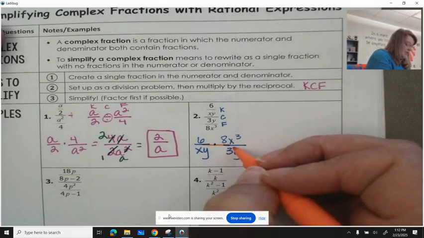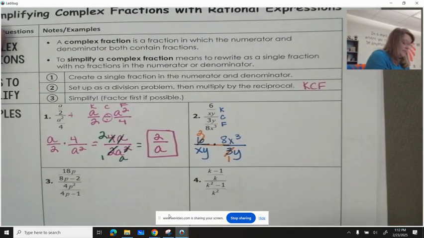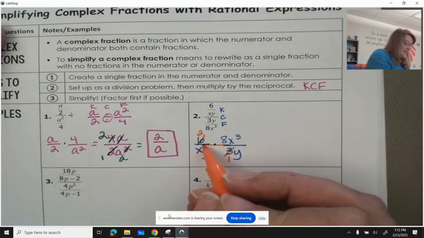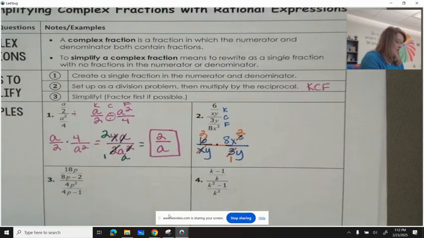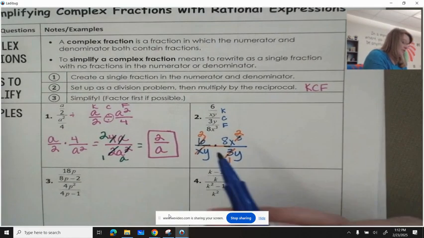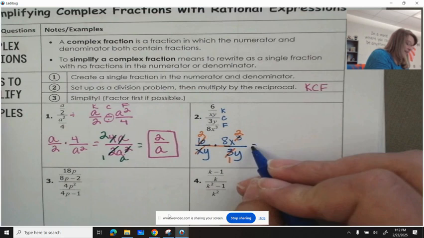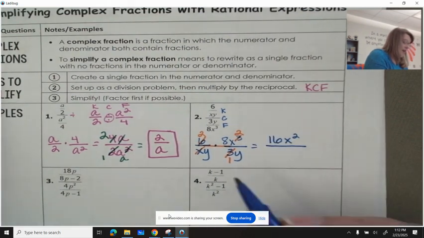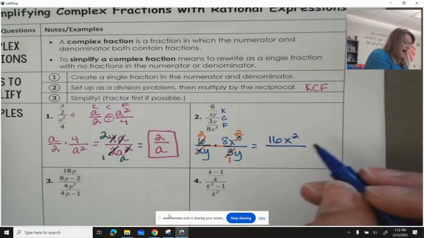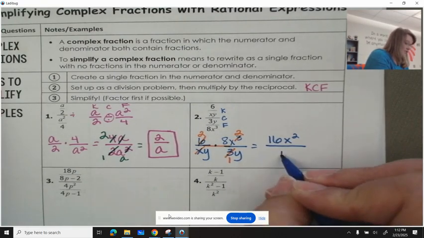3 divided by 3 is 1, and 6 divided by 3 is 2. And then this x here can cancel with one of these, leaving me 2 in the top, the one in the bottom, leaving me 2 in the top. So it looks like I'm left with 2 times 8, which is 16. And I have x squared left over in the top. And then in the bottom, I've got a y, and a 1, but you don't have to put the 1, so it's just y squared.